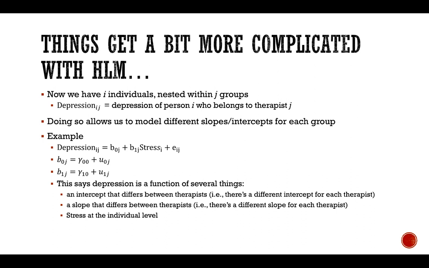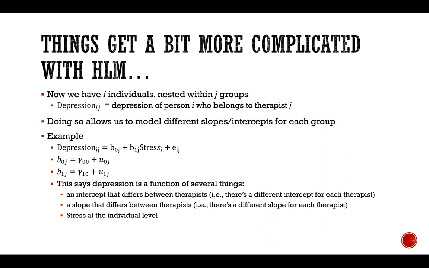So for example, we might have depression subscript IJ is equal to B0 sub J plus B1 sub J times stress sub I plus E sub IJ. Let's break that down. Depression sub IJ means we have different depression levels for each person nested within each therapist, and that is a function of an intercept that differs for each therapist. Remember, J is therapist, and we've got a slope that differs across different therapists.